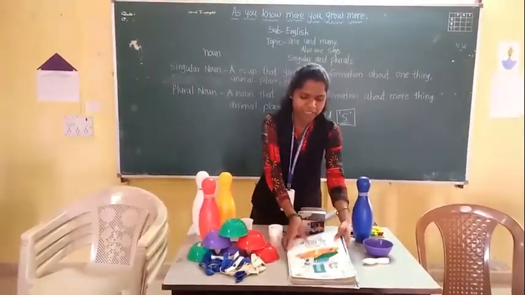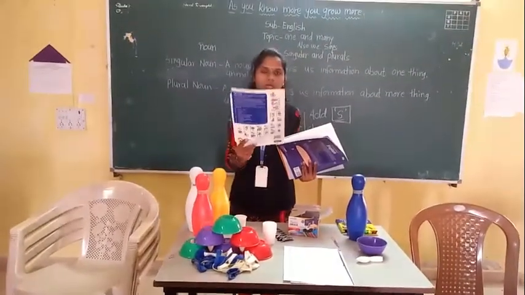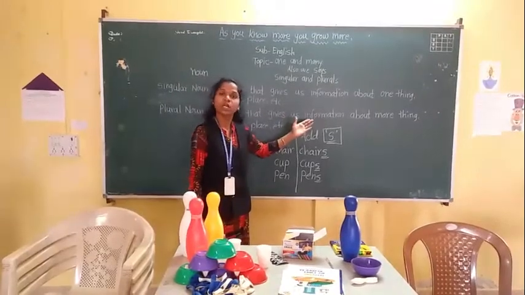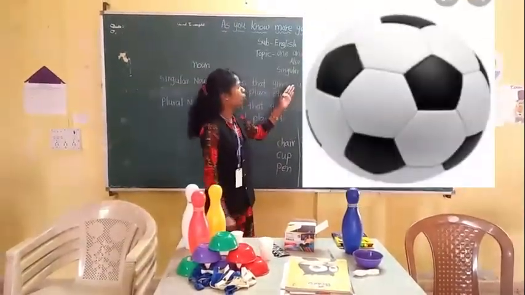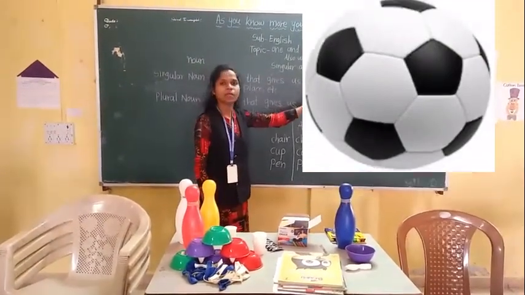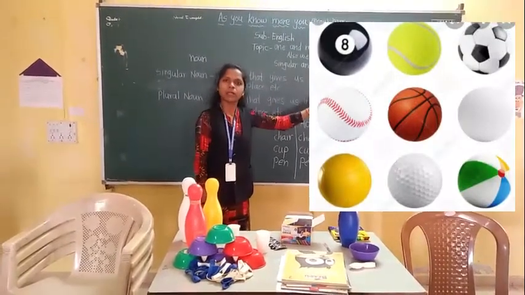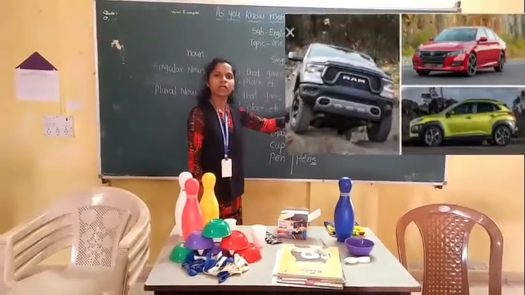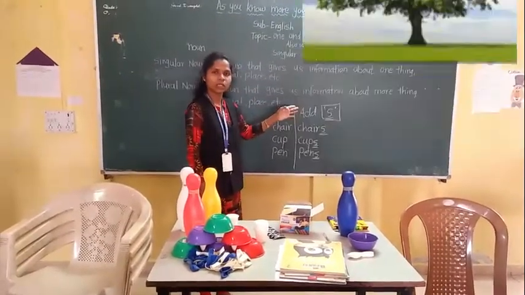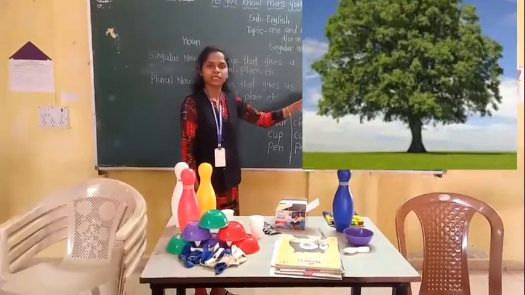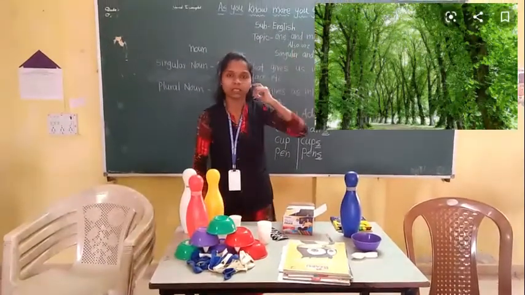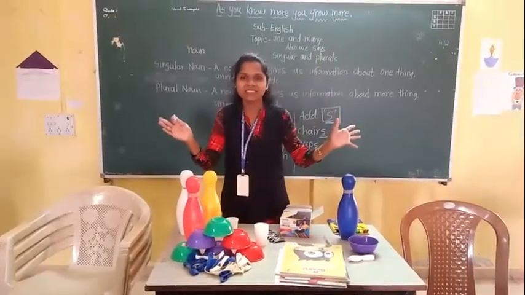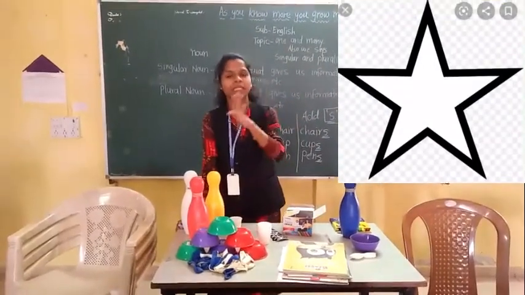As I told you, see here, some more examples are there. One book. And here are many books. See these pictures. I have shown you some pictures. You just repeat after me. Okay, students? One ball. Many balls. One car. Many cars. Okay? Next, one tree. One tree, many trees. Okay? And in the sky, in the night, in the sky, there is only one star or many stars. Yes? So, star, one star, many stars.